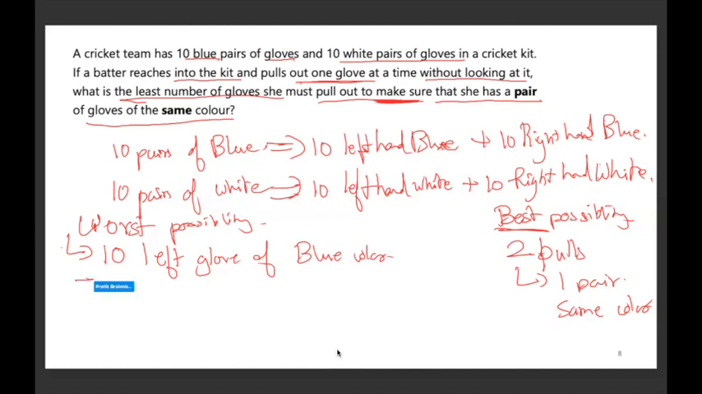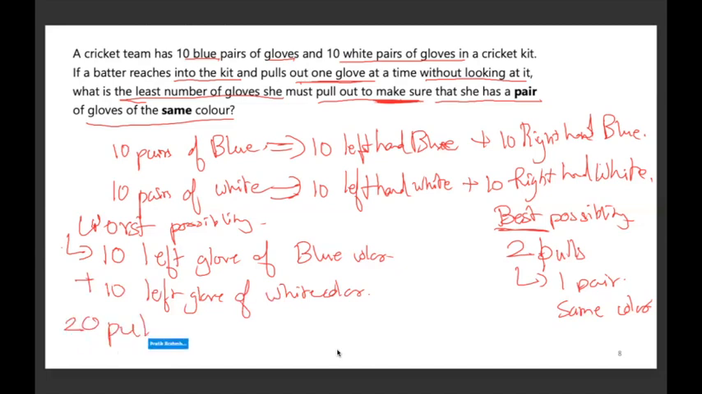We are assuming that she first pulls out all the left gloves of blue color. Then, after that, she pulls out 10 left gloves of white color. So far, we have got 20 pulls. Within the 20 pulls, we have still not got one pair of the same color.